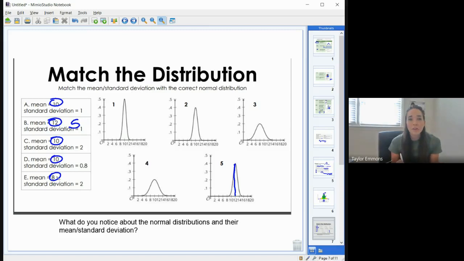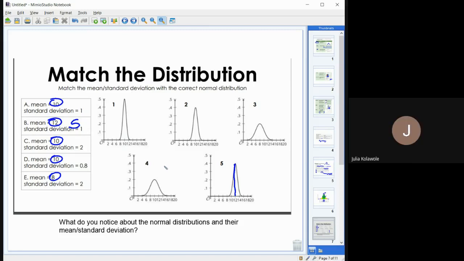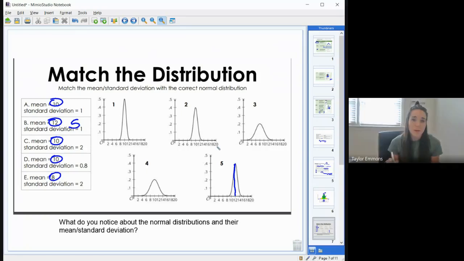Okay. Let's look at the other mean that's a little bit different. This one right here that says 8. So I'm looking for a graph that has 8 in the middle. Which one of these graphs that's left over, 1, 2, 3, or 4, has a mean that's 8 in the middle? Three. Okay. So E is going to be 3. All right. So that takes care of this one. It takes care of that one.